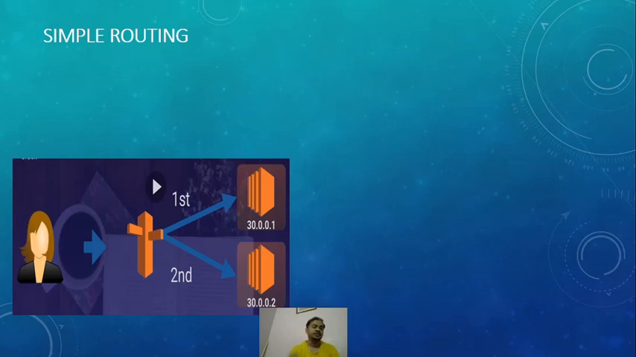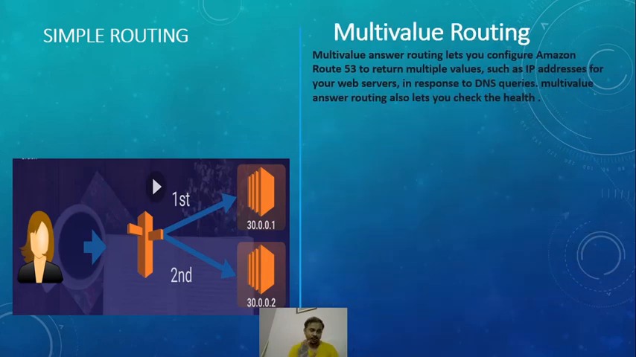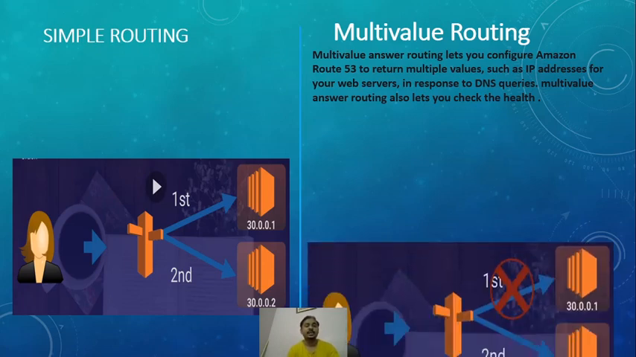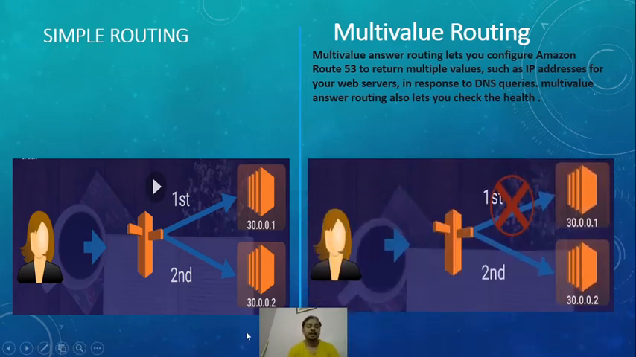Anywhere it has two IP addresses configured, it goes to any of those. Now one more concept came here: multi-value routing, which is the same as simple routing, the only thing being it has a health check associated with it. In simple routing, suppose I hit for the first time, it went to here, second time also it went to here, third time it went to here, right? But on a certain node, this one is down, this link is not working, this server is down, then we can set up that health check.